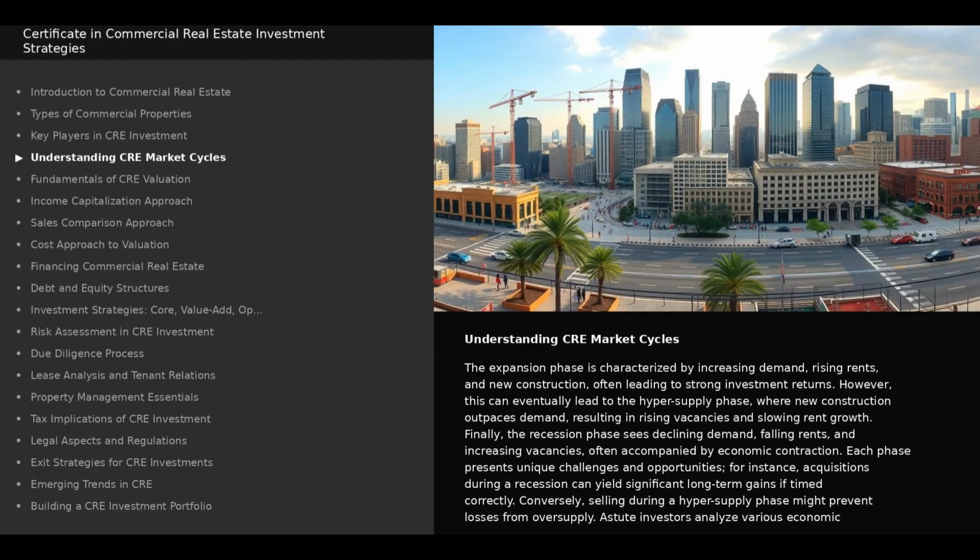For instance, acquisitions during a recession can yield significant long-term gains if timed correctly. Conversely, selling during a hypersupply phase might prevent losses from oversupply. Astute investors analyze various economic indicators to anticipate these shifts and adjust their strategies accordingly.